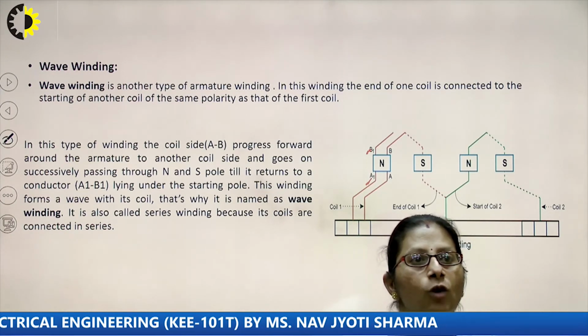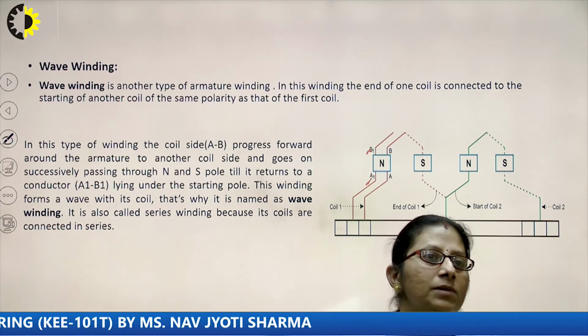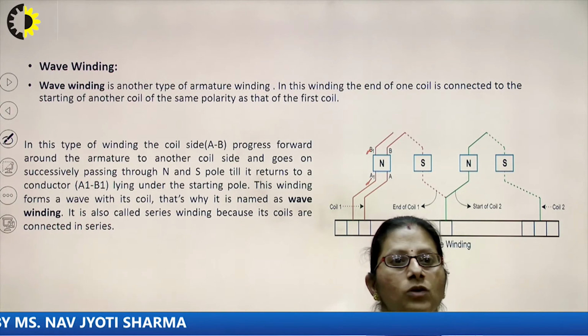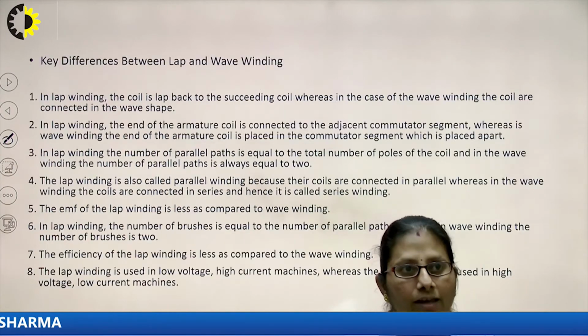So this winding forms a wave with this coil. That's why it is named wave winding, right? It is also called series winding because its coils are just connected in series, right?